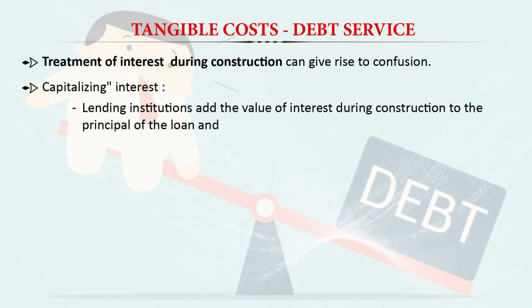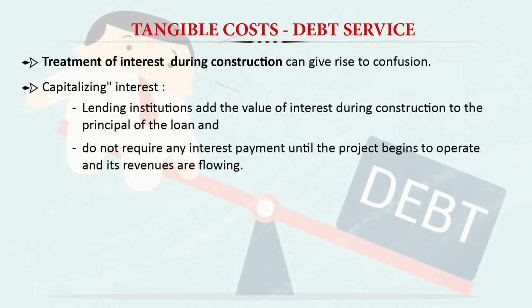So actually what the lending institution does is add this value of interest during the construction to the principal of the loan and not require any interest payment until the project begins to operate and revenue starts flowing in from the project. So for that period, during the construction period, till the time the project starts producing goods and services, the interest component is included in the principal itself. So that part becomes a principal amount.